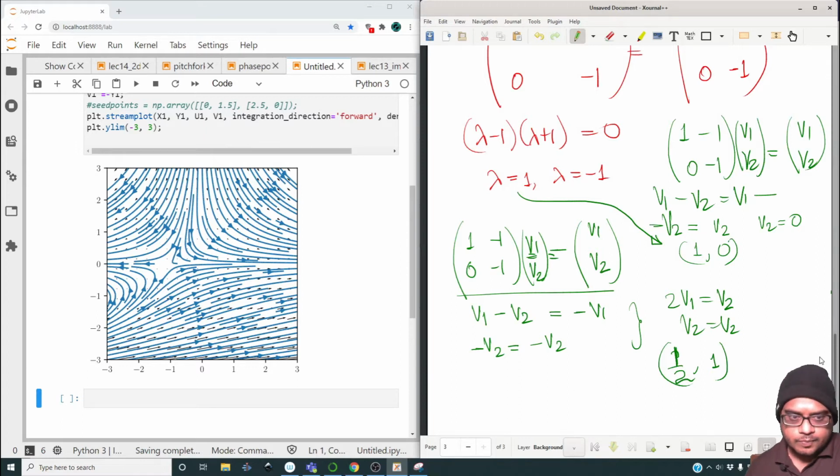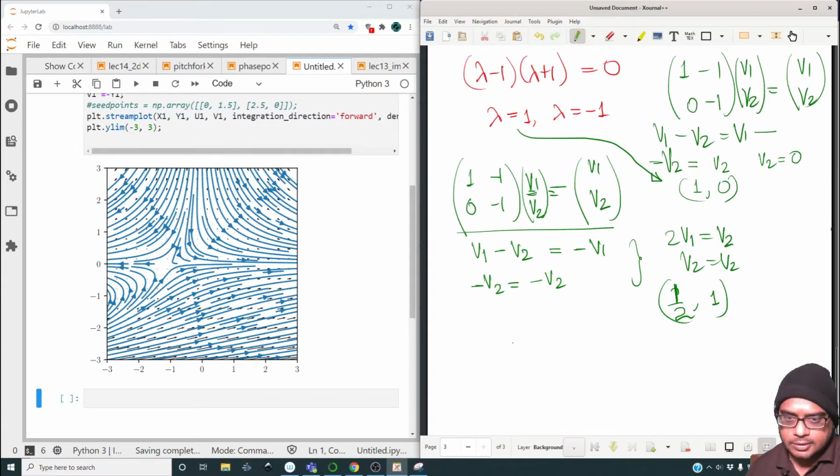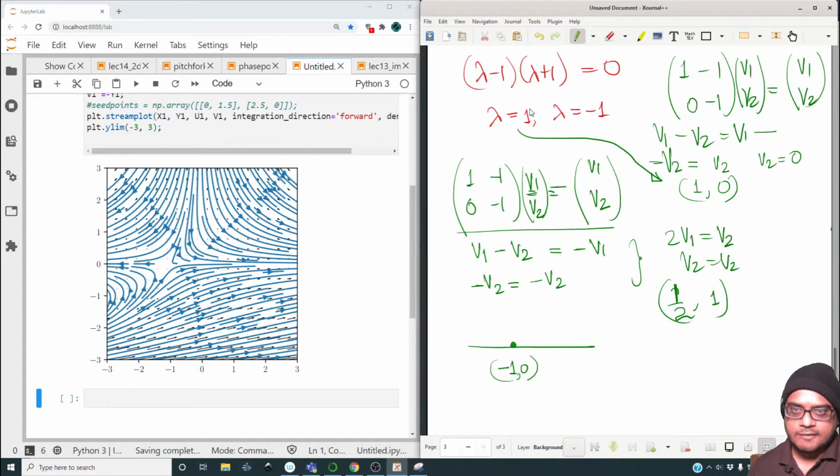Okay, so at the equilibrium point, that is (-1, 0), one eigenvector is this, and the corresponding eigenvalue is lambda equal to 1, so it is unstable. At the same equilibrium point, the other eigenvector is (1/2, 1), which is a slope like this, and it has an eigenvalue of -1. That is, it's an attracting manifold. So this is the stable manifold, this is the unstable manifold.